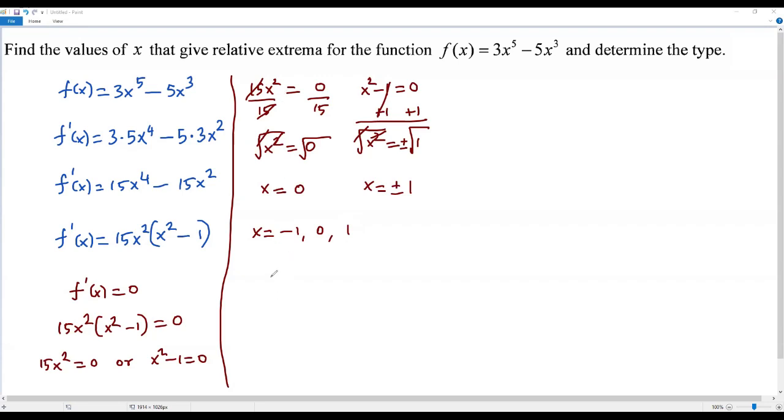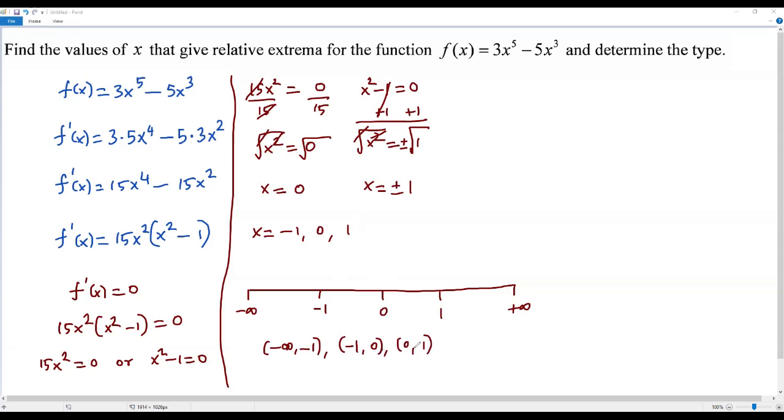Okay, now what we have to do is mark these three values on the real number line. So let me draw a real number line. Its left side extreme is -infinity, right side extreme is +infinity, and we have -1, 0, and +1. Using these three numbers, we can split up the real number line into intervals. The first interval is -infinity to -1, the second one is -1 to 0, the third one is 0 to +1, and the last one is 1 to +infinity.